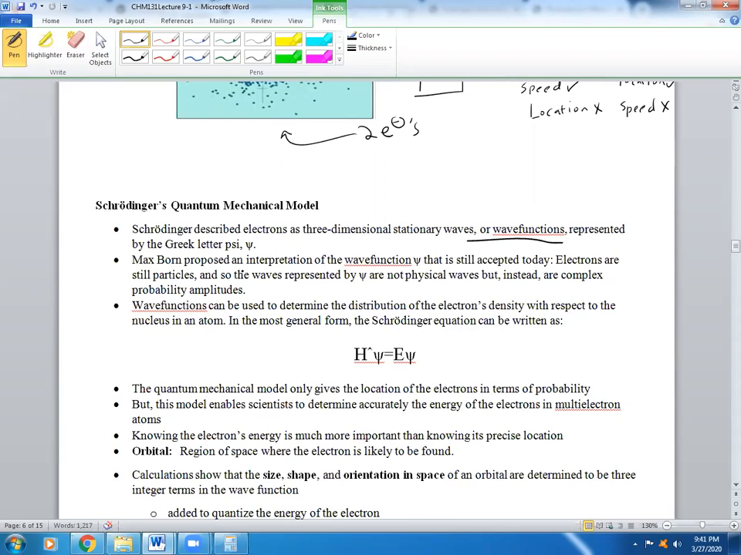Max Born proposed an interpretation of the wave function that is still accepted today. And make sure you understand what this says. Electrons are still particles. And so the waves represented by psi are not physical waves, but instead are complex probability amplitudes.